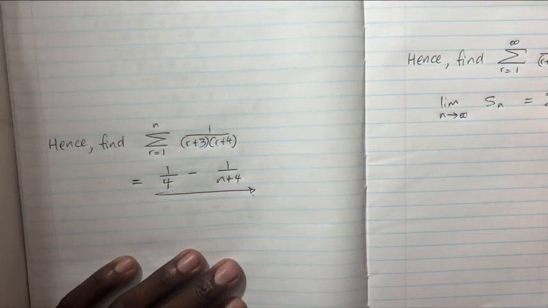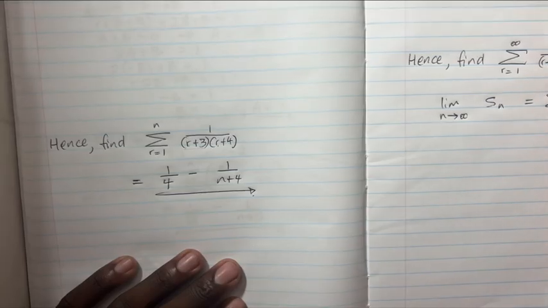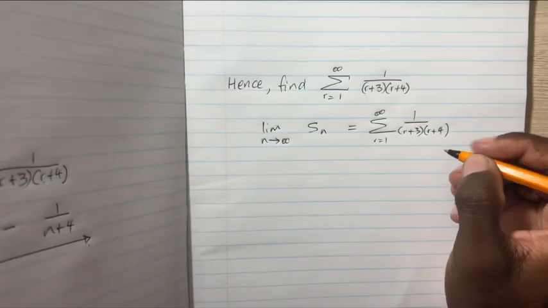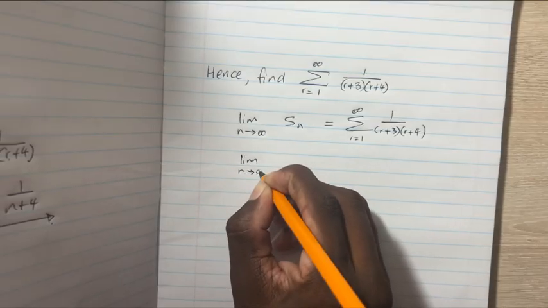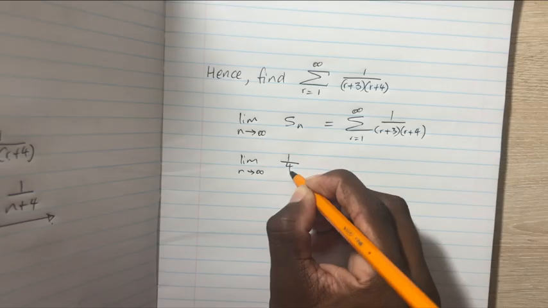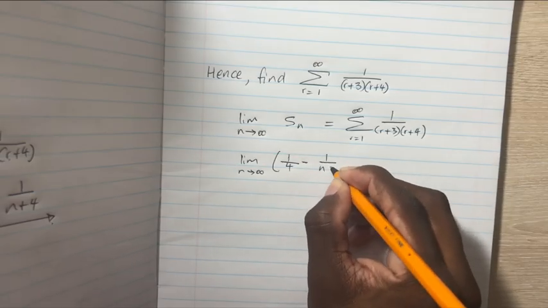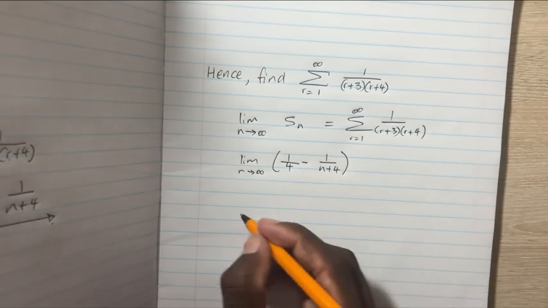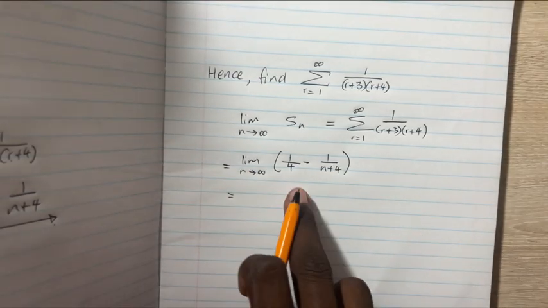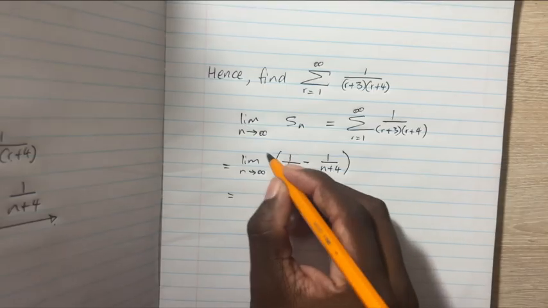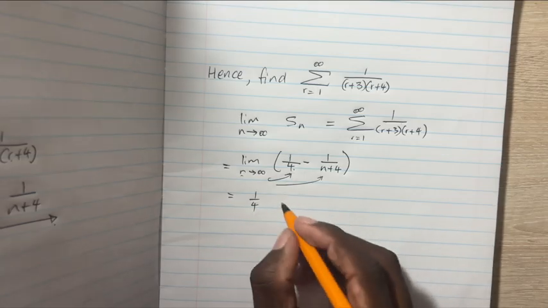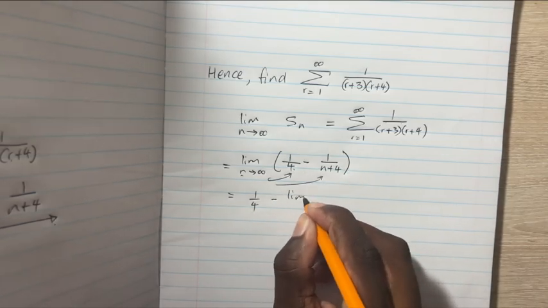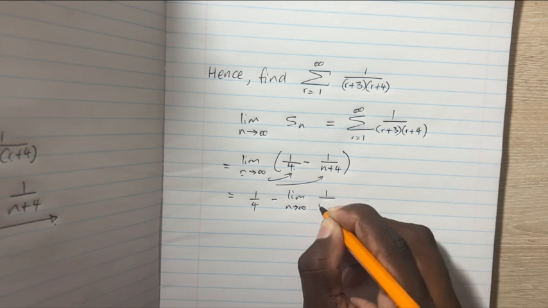It's equal to the sum to infinity from r equals 1 of 1 over (r plus 3)(r plus 4). Okay, now let's do it. We have the limit as n approaches infinity of 1 over 4 minus 1 over n plus 4. We can distribute the limit sign to here and to there. The limit for this one is just 1 over 4, it doesn't change, minus the limit as n approaches infinity of 1 over n plus 4.